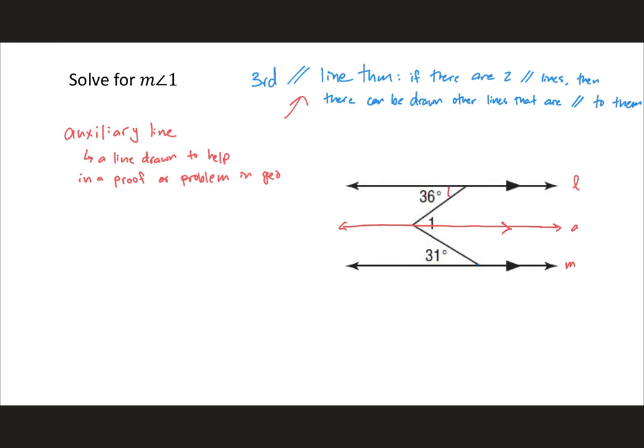So using alternate interior angles, these two angles right here are 36. And using alternate interior angles again, these two angles right here are 31. Okay, so I actually didn't cut angle 1 in half. I just separated it into two pieces. Now I can add up these two parts of the angle, and I have the measure of angle 1 is equal to 67. And that is how you solve these types of problems.